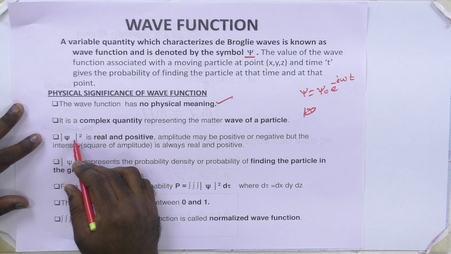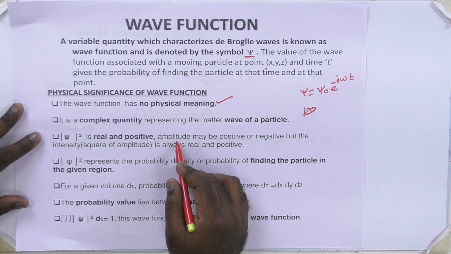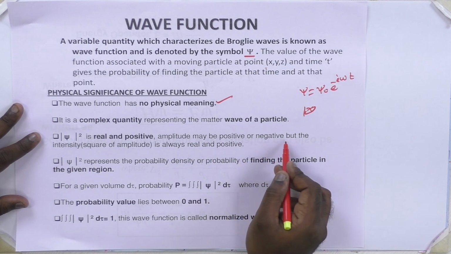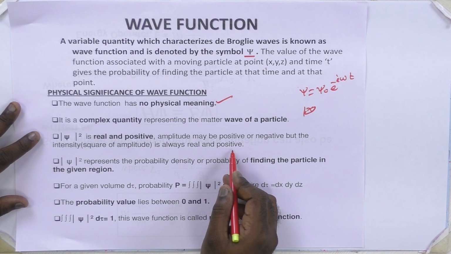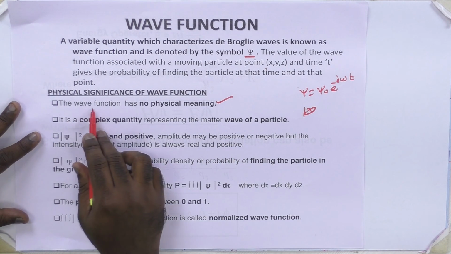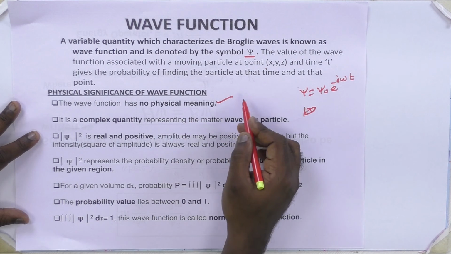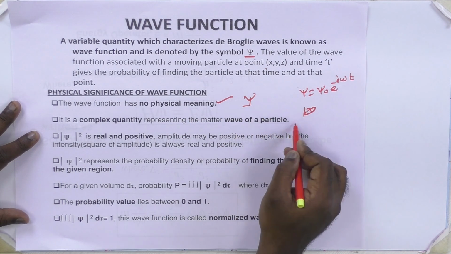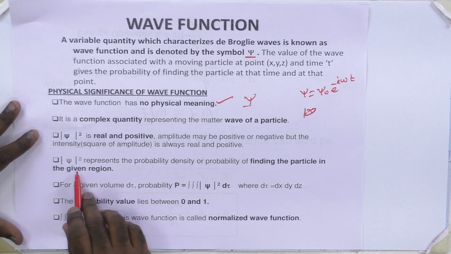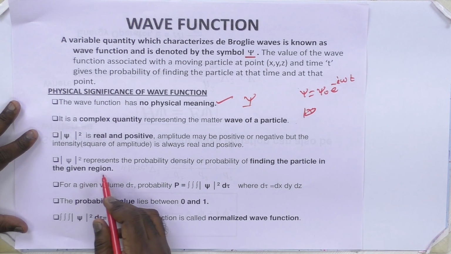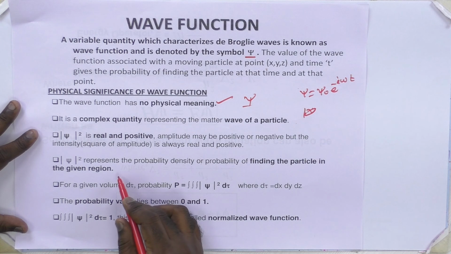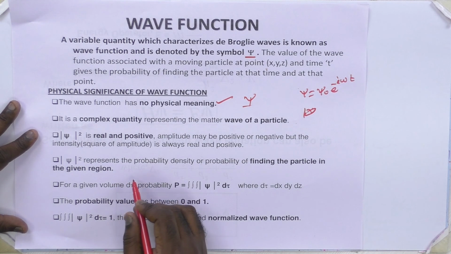So mod psi square is real and positive. The amplitude may be positive or negative, but the intensity, the square of the amplitude, is always real and positive. So the wave function has no physical meaning. Psi doesn't have any meaning, but psi square has physical meaning. Psi square represents the probability density, or the probability of finding the particle in a given region, at a particular time.